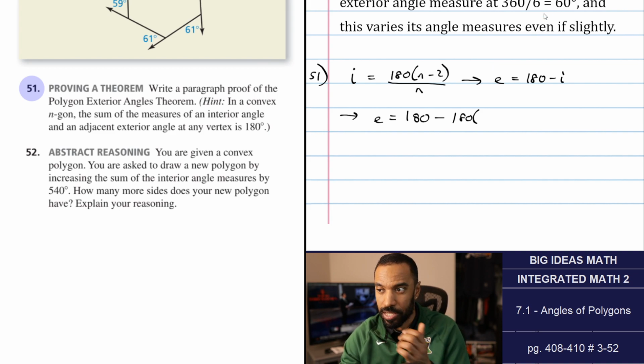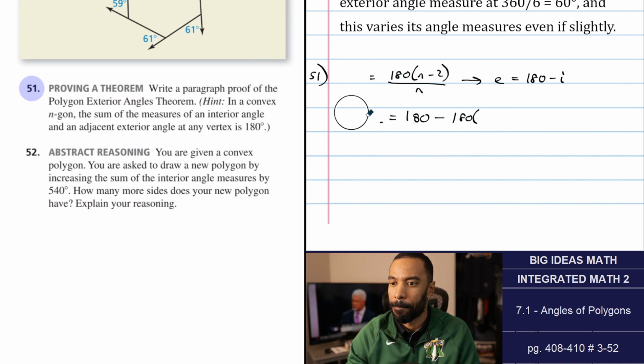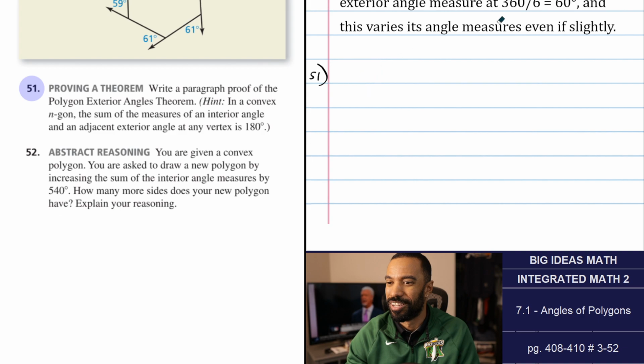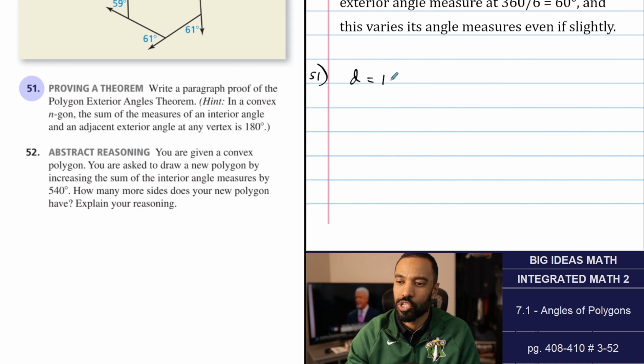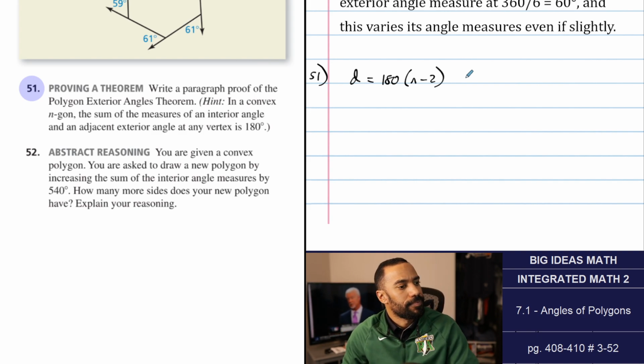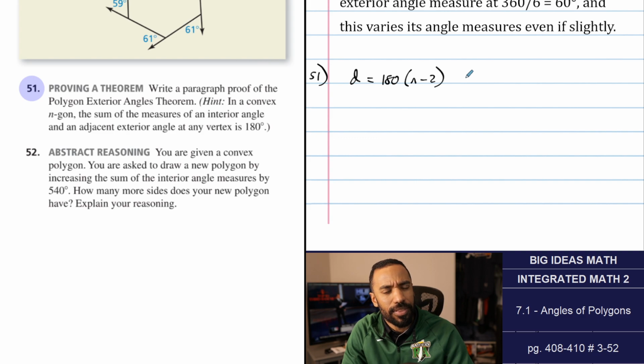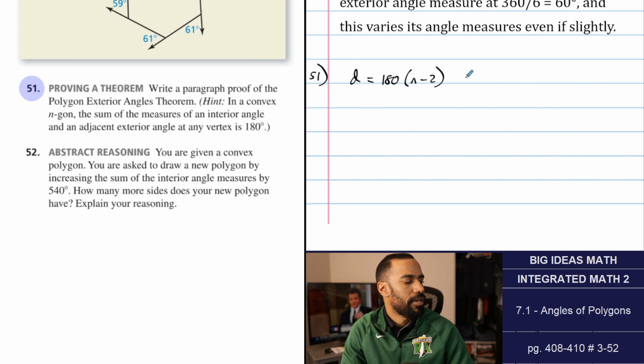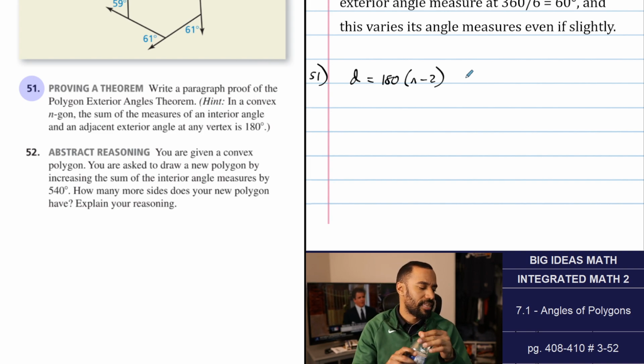I'm sorry. I thought it was the individual angles. Let me do that again. D is 180 times (n minus 2). That's the sum. I think it's worth doing the I's for that, though. Because the whole thing on the exterior angles is you have to take that thing and multiply.